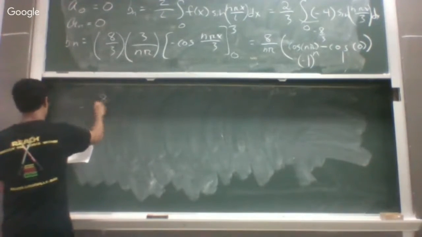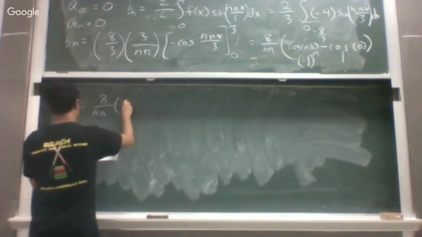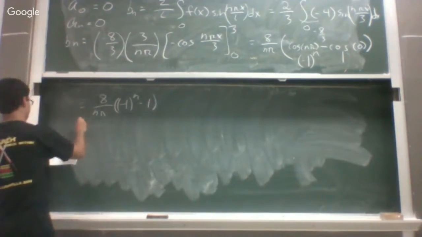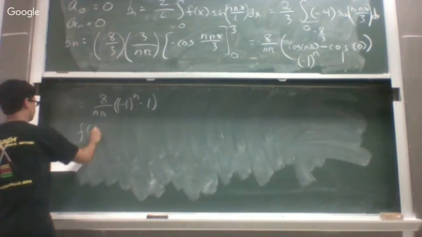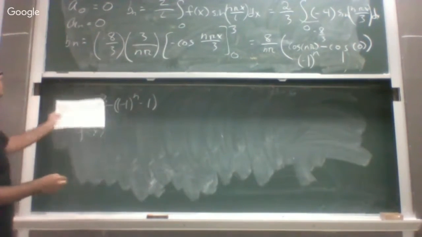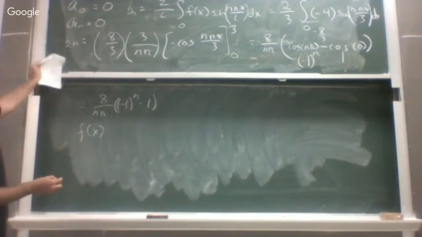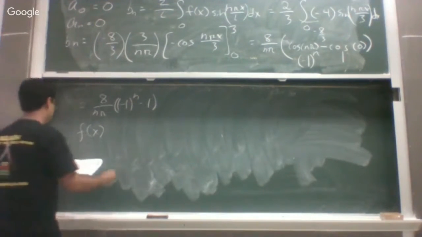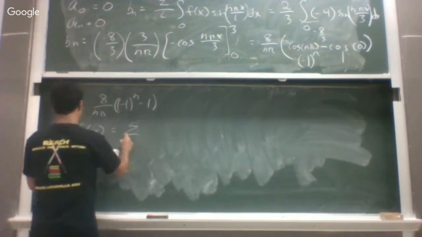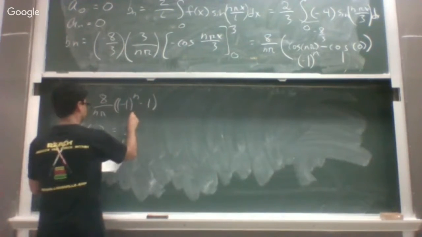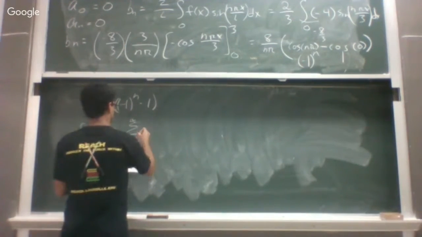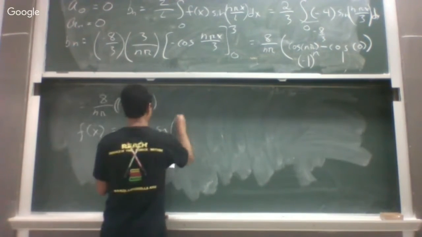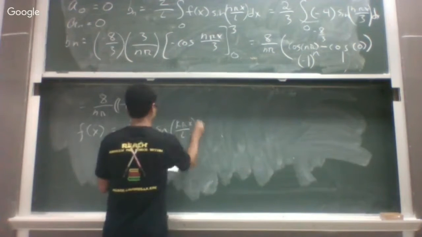That's equal to 8 over n pi times negative 1 to the n minus 1. They want us to put it in Fourier series formula form. So those are the things that you do need to memorize: the formula for a sub naught, a sub n, and b sub n, and then the whole equation of how to write it. So f of x is equal to the summation of k going from 1 to infinity of b sub k sine of k pi x over L.